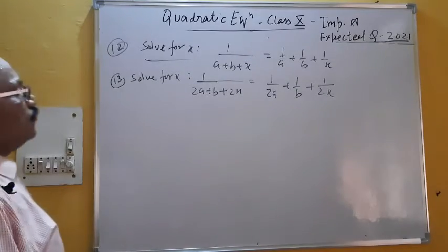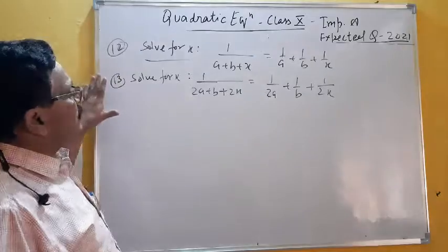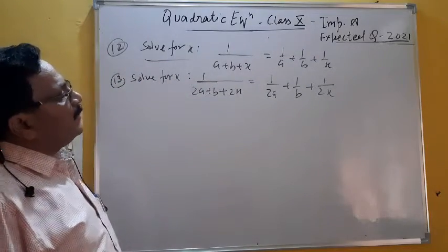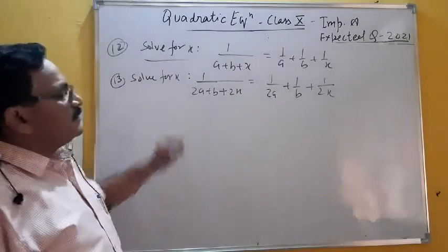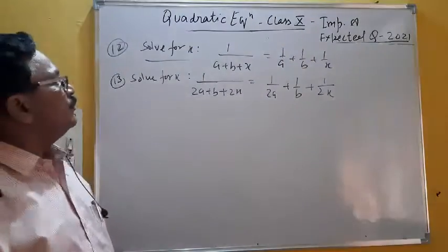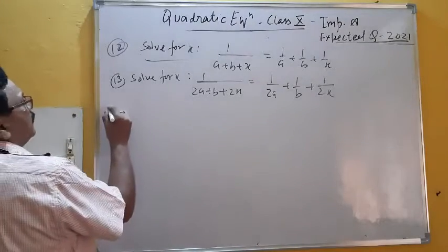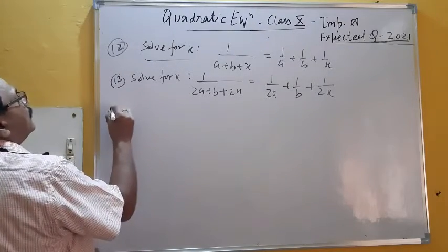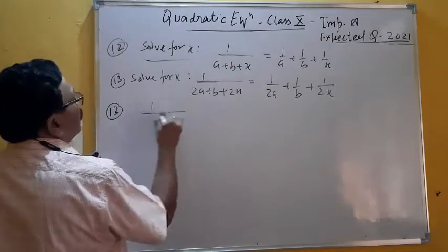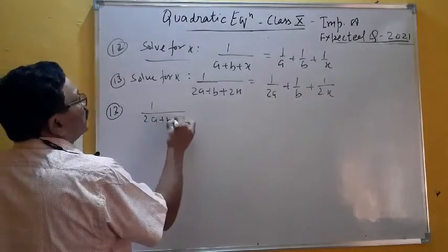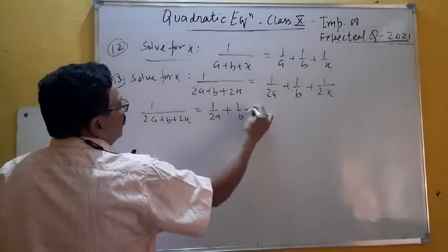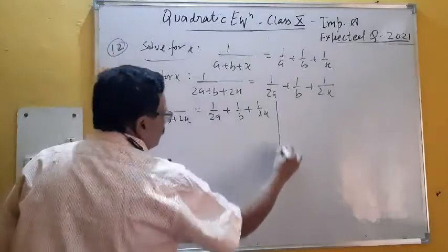Now see, these two questions were already asked in the board exam. Solve for x: 1 upon a plus b plus x equals 1 upon a plus 1 upon b plus 1 upon x, and this one. One part I am solving. The same method you can use for both. Suppose I am solving the first part. Okay, for you I am leaving the second part. No problem. 1 upon 2a plus b plus 2x equals 1 upon 2a plus 1 upon b plus 1 upon 2x.